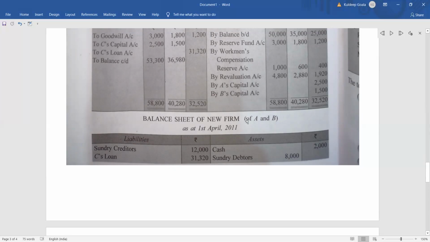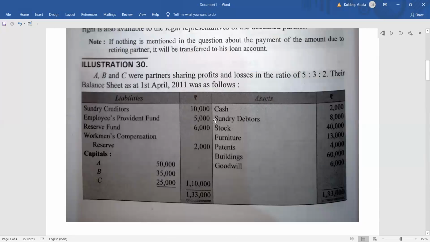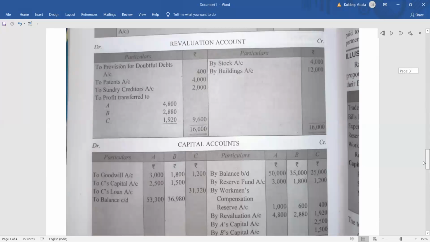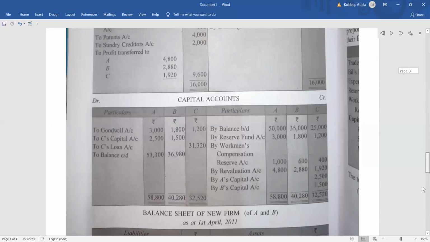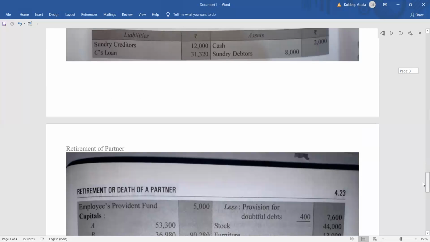In the balance sheet, you can see that the opening balance of cash is 2,000 because there's no change in that. You can just refer to your balance sheet. Cash was 2,000. In case of debtors, 8,000 was there, less provision of 400, isn't it? So you can see in the closing balance sheet, debtors were 8,000, less provision 400, outer column 7,600.